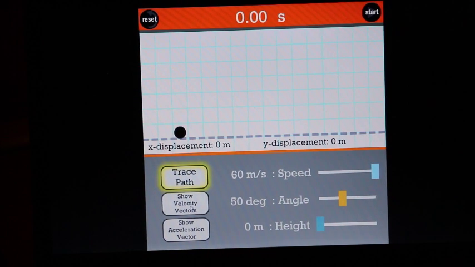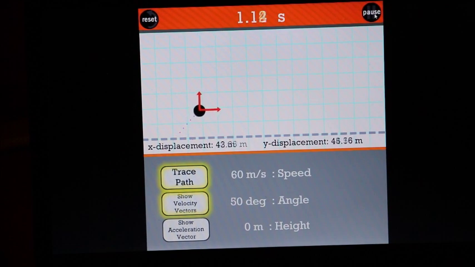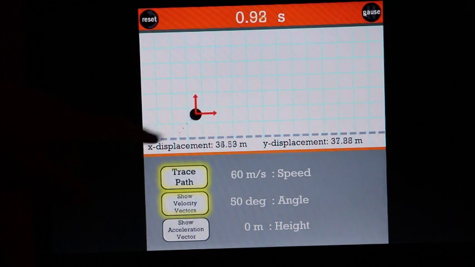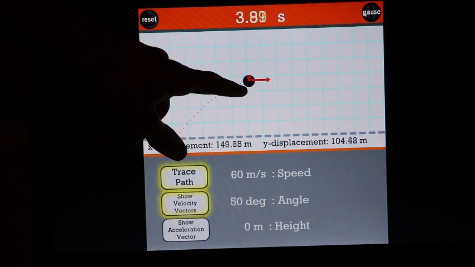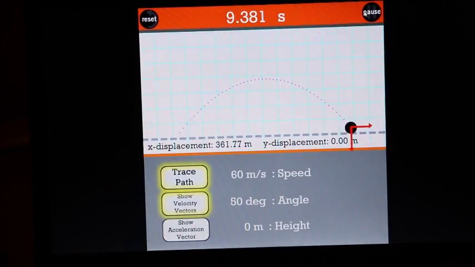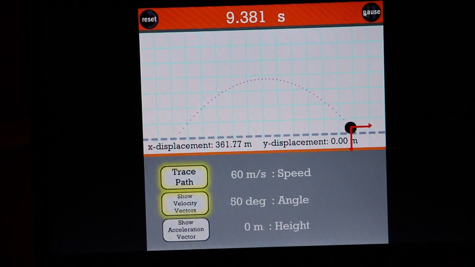So now we want to look at how we're going to draw velocity vectors in the horizontal and vertical directions. So we're going to press show velocity vectors, and as you can see it already started out with some, and we're going to press start and see what happens. Okay, so notice there the horizontal velocity vector does not change, but the vertical velocity vector reaches its apex going up.